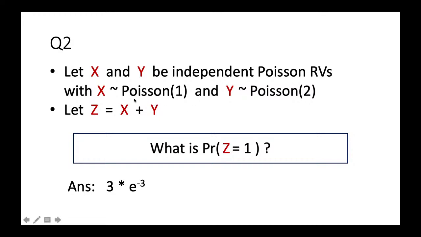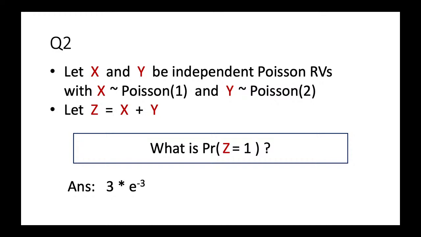So you can compute this by brute force. For z to be equal to 1, there are 2 cases: either x is 0, y is 1, or x is 1, y is 0. You can add these up, and because they are independent, you can compute it easily.